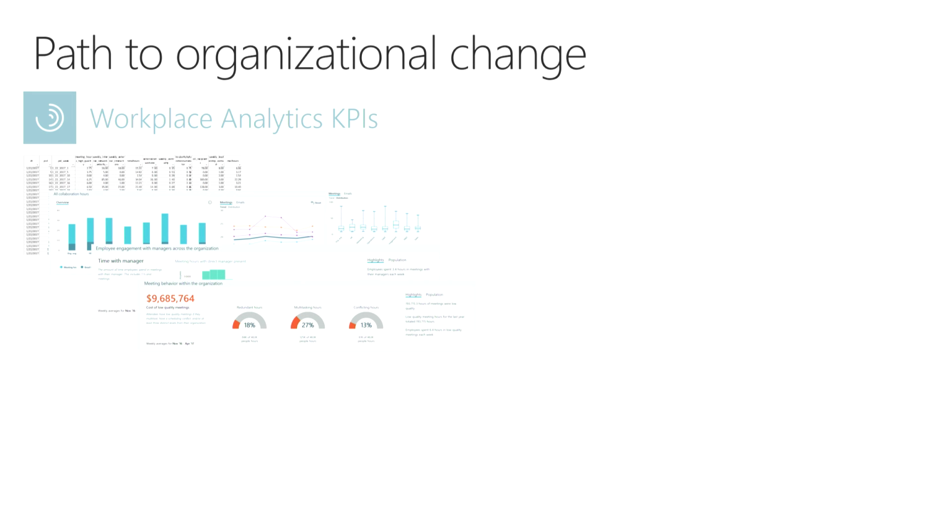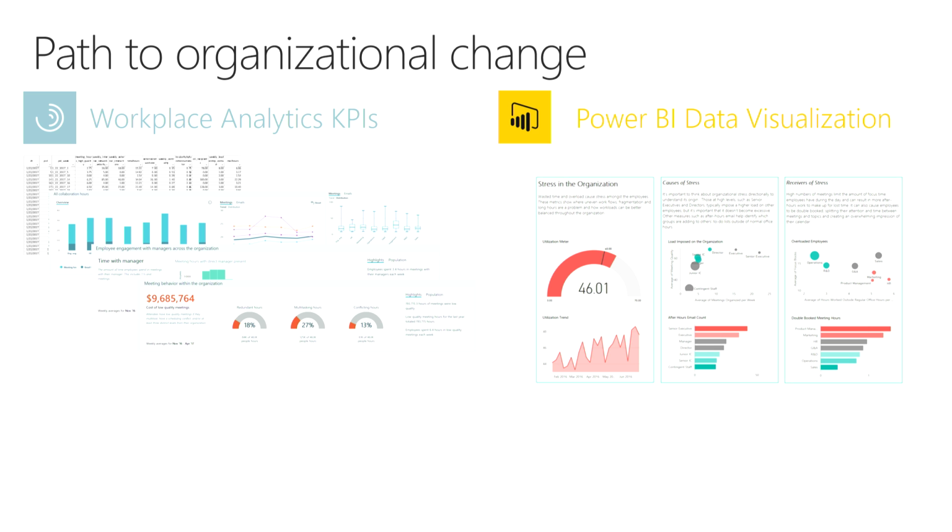So Workplace Analytics gives us this huge data set. We've got all these KPIs. We've got ways to look at that data in many different slices and start to get an idea of where we might want to focus to drive action. But then we can put that into Power BI, and all of a sudden we have a whole different way that we can use that data.